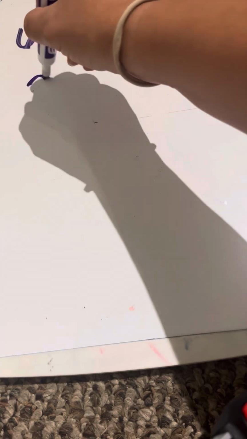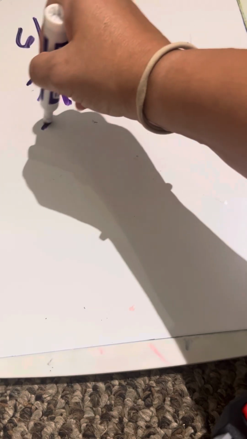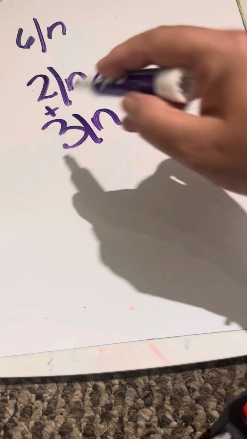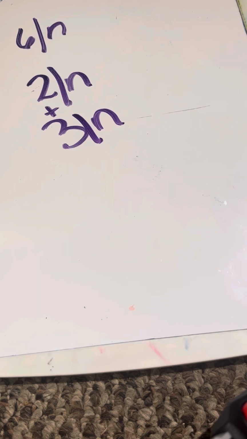Today we're going to look at divisibility tests. The first thing we're going to talk about is the test for 6. How do we know if a number is divisible by 6? A number divisible by 6 has to be divisible by 2 and divisible by 3. So they have to be able to be divisible by both 2 and 3.